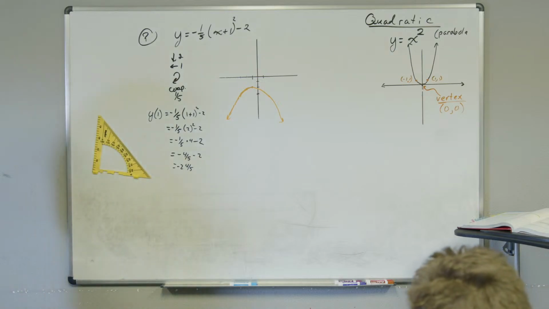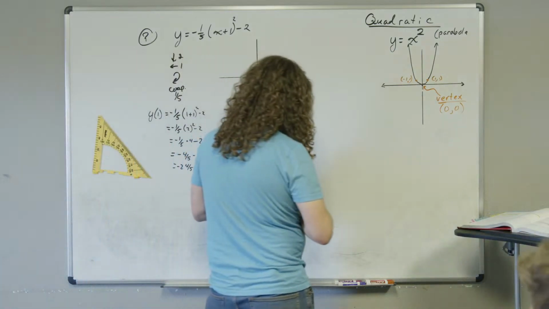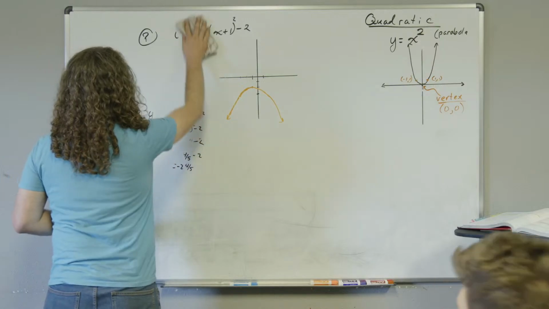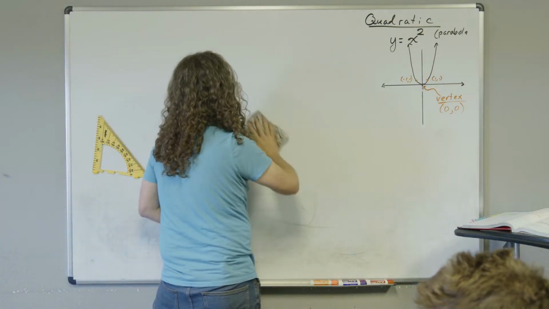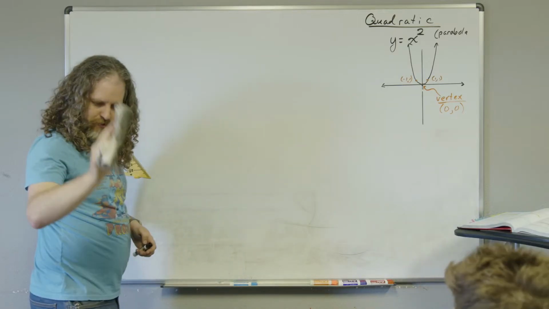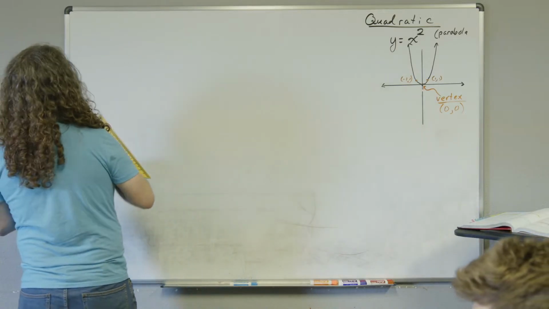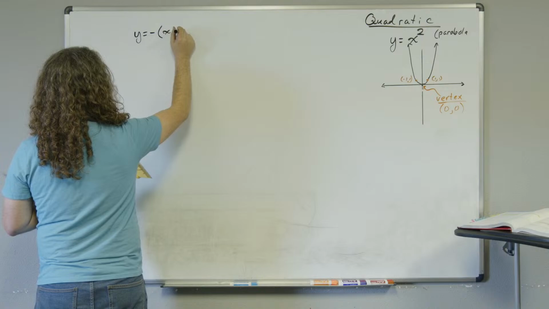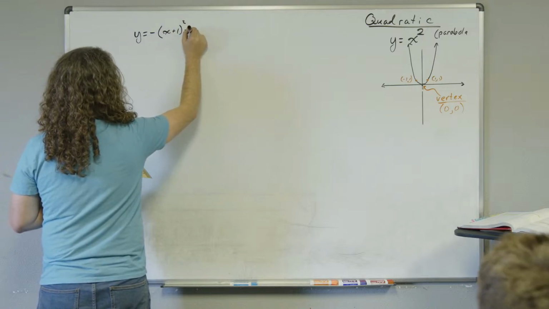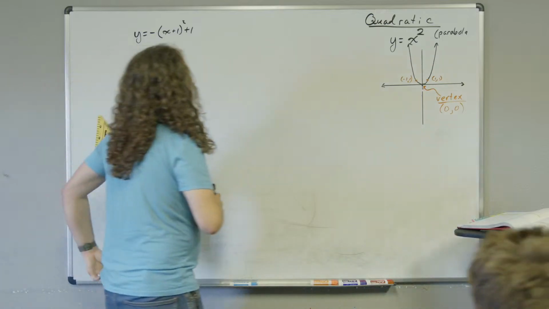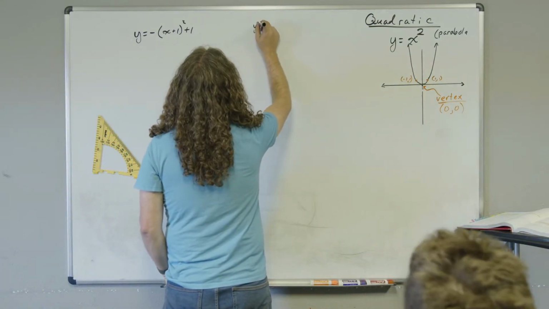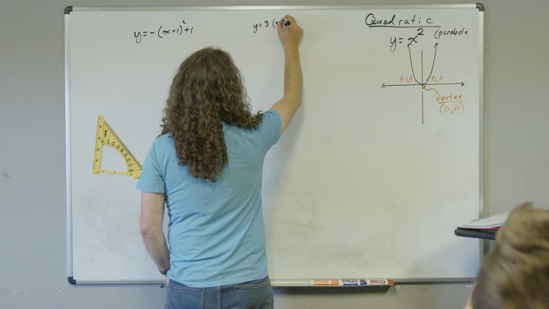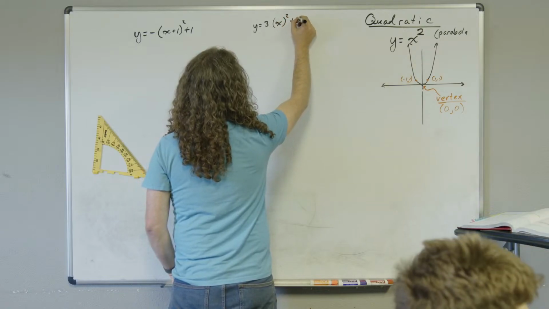Let's do 2 of them as guided practice. I'll write them both. You do them both. All right. Y equals -x plus 1 squared plus 1. And then guided practice number 2, y equals 3 times x squared plus 5.